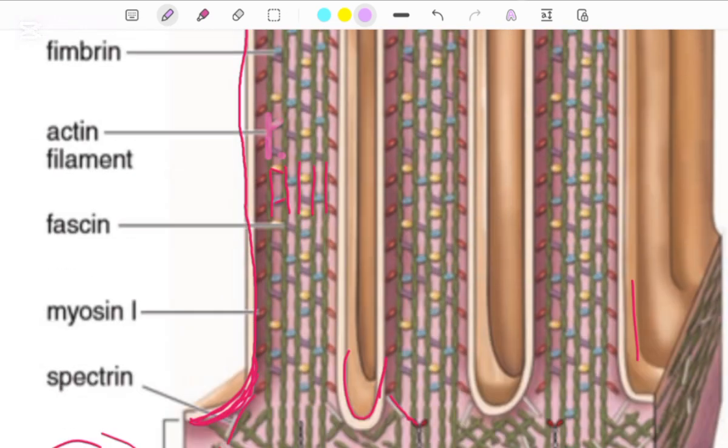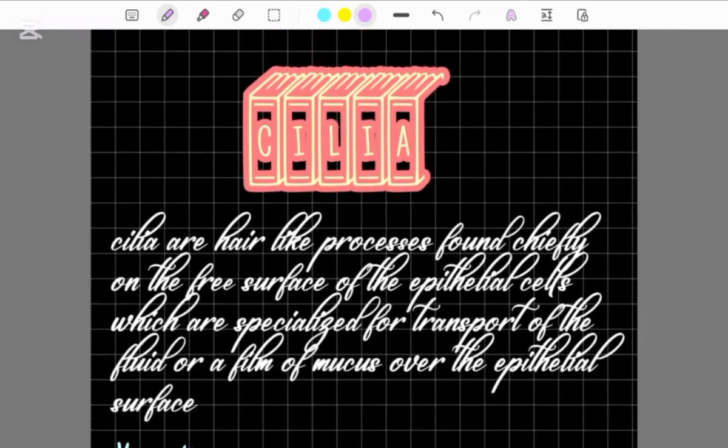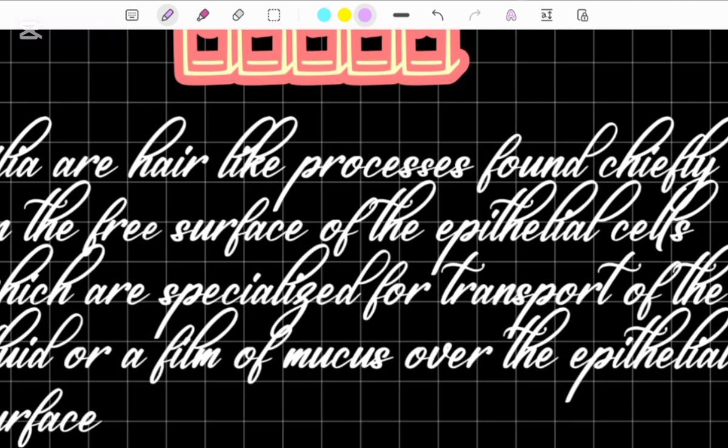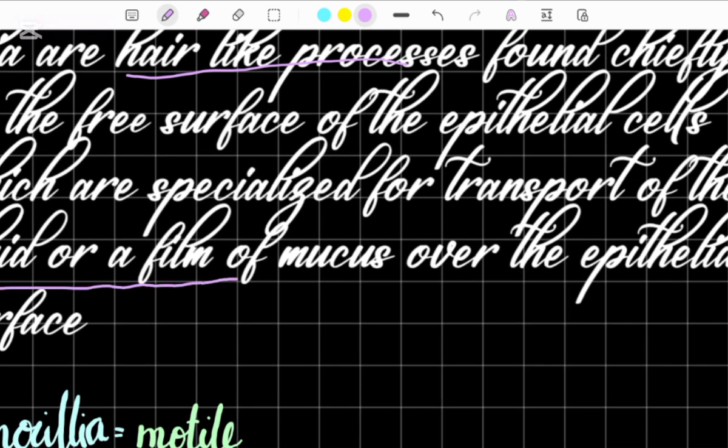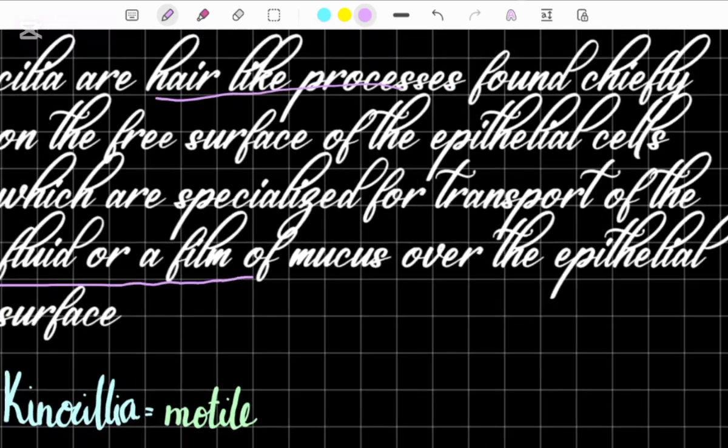to increase absorption. Now coming back to cilia, we have discussed there are two types of cilia, but we haven't discussed the difference. Why are they characterized as kinocilia and stereocilia? Cilia are actually hair-like projections, while we have discussed microvilli were finger-like projections. They are hair-like extensions of the apical cytoplasm, we can say in simpler words. The description mentioned over here is that cilia are hair-like processes found chiefly on the free surface of the epithelial cells, which are specialized for the transport of fluid. Yes, that's the most important point. Fluid or a film of mucus over the epithelial surface.